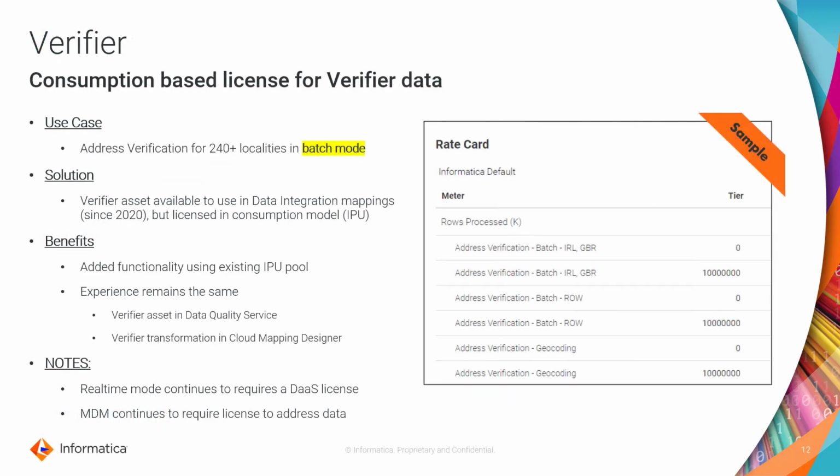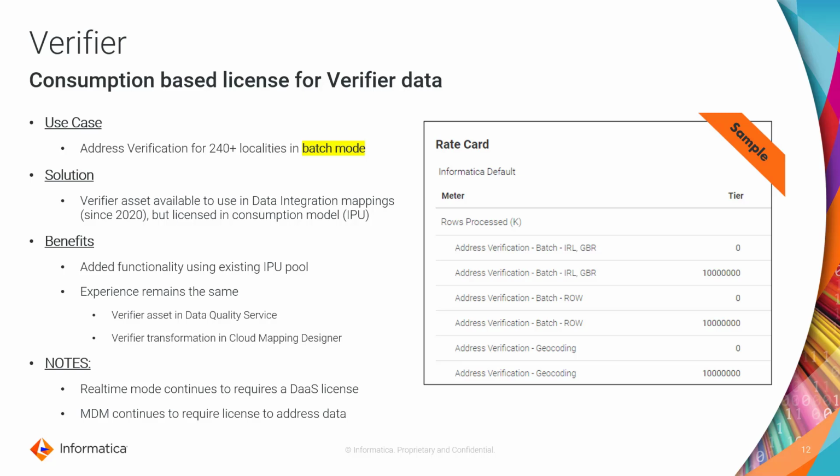Now let's talk about the updates on the verifier that performs address verification in batch mode. Back in November, we added support for address verification consuming IPUs, meaning in a consumption-based license, but it was only for orgs in AWS. With this release, pods that are in GCP or in Azure are also supported. With that, you can use the verifier asset inside data integration mappings, which is available since 2020, but you don't have to acquire a new license. You just consume the pool of IPUs that you have.